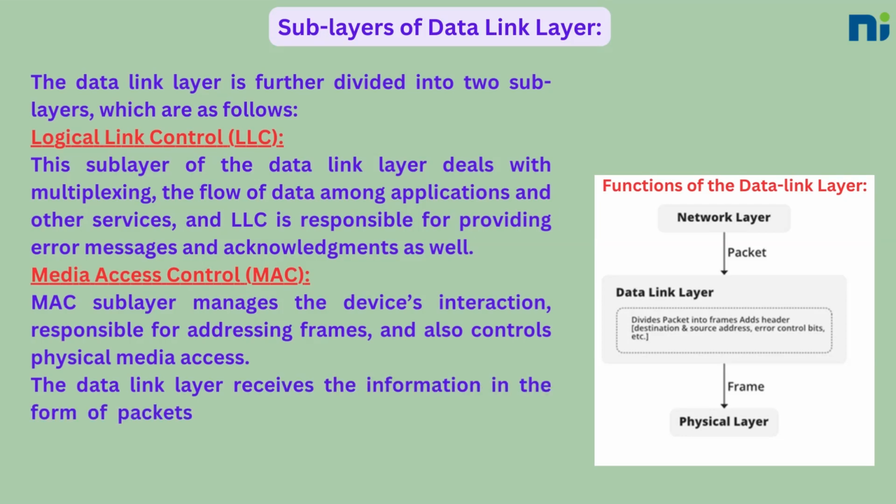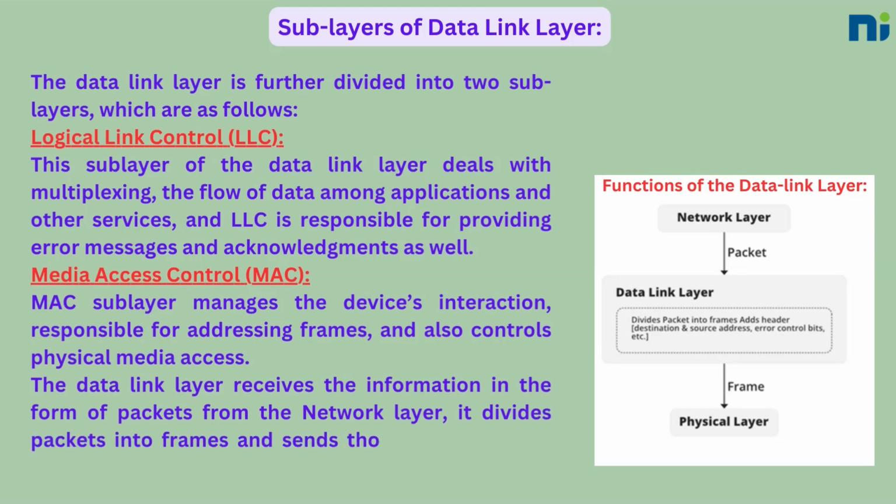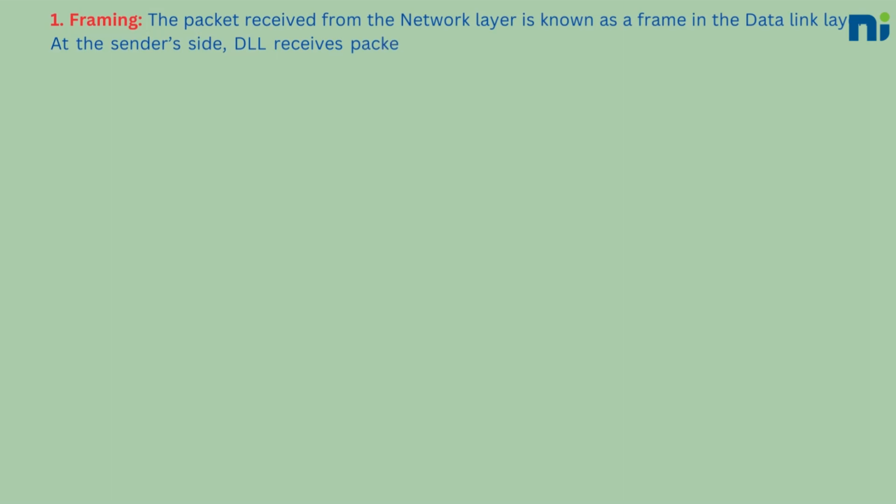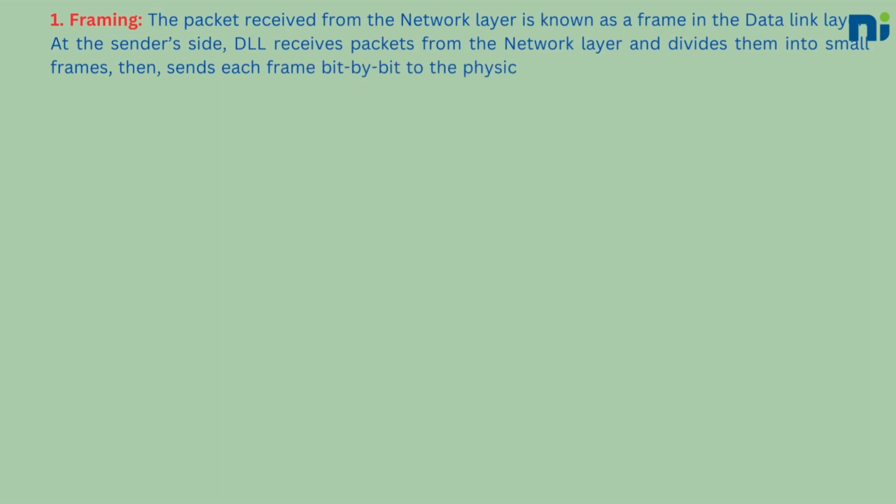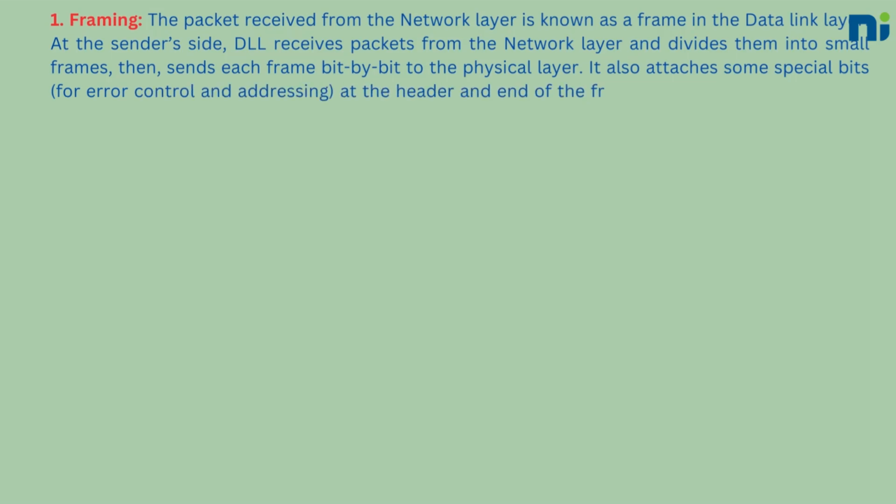The data link layer receives the information in the form of packets from the network layer. It divides packets into frames and sends those frames bit by bit to the underlying physical layer. 1. Framing. The packet received from the network layer is known as a frame in the data link layer. At the sender's side, DLL receives packets from the network layer and divides them into small frames, then sends each frame bit by bit to the physical layer. It also attaches some special bits, for error control and addressing, at the header and end of the frame.